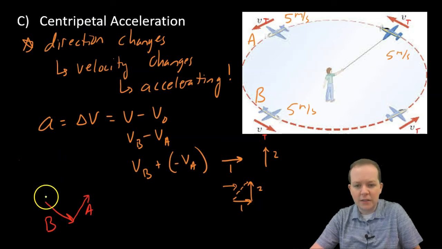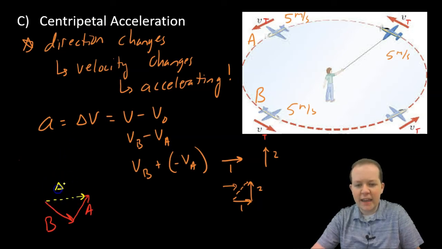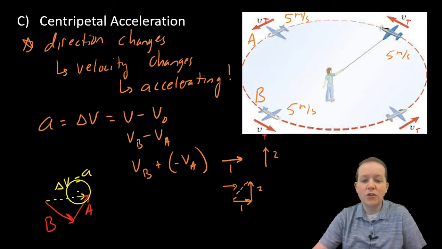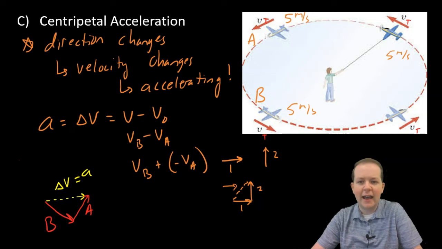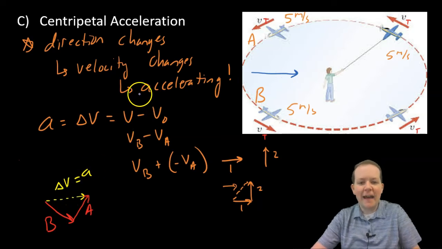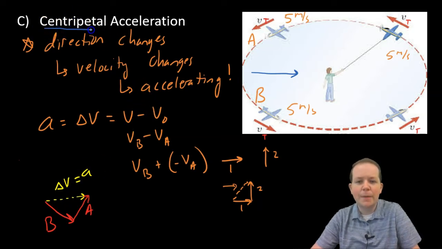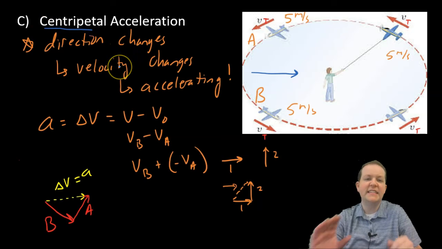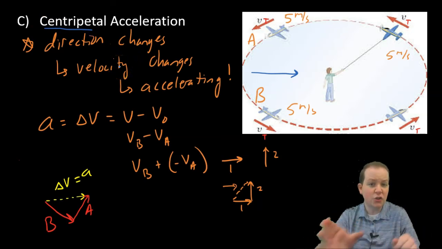And the result, this is the change in velocity. That is the acceleration. What direction is the acceleration? I have to change color, sorry. It's towards the center of the circle. It's to the right. In fact, that's what this term centripetal means. Centripetal means center seeking.